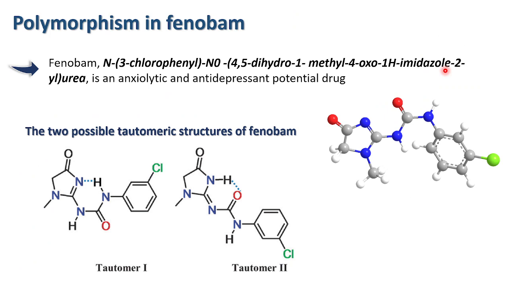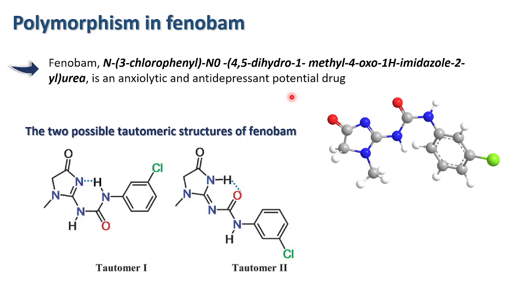Okay, then what is the polymorphism in phenobam? What is phenobam? You can see here the IUPAC name of phenobam, which I have shown here. Phenobam is an anxiolytic and antidepressant potential drug. Phenobam is simply a drug, and it has mainly two tautomers. The phenobam drug shows two tautomeric structures. It's an isomer, simply an isomer.